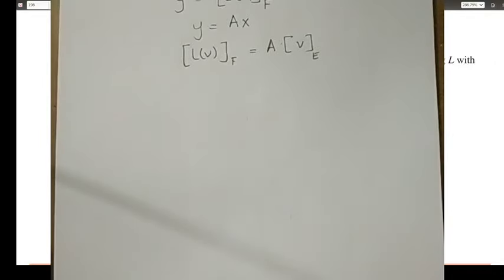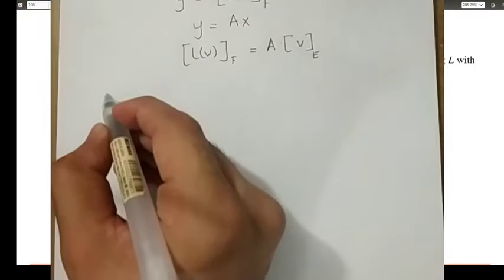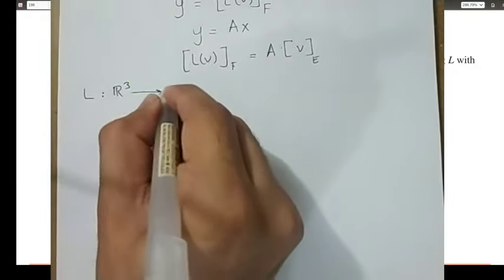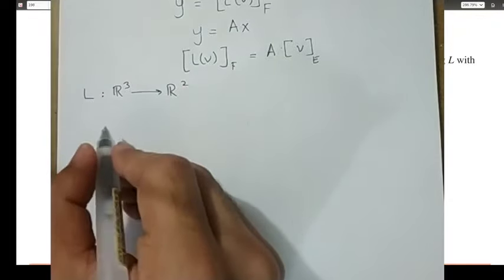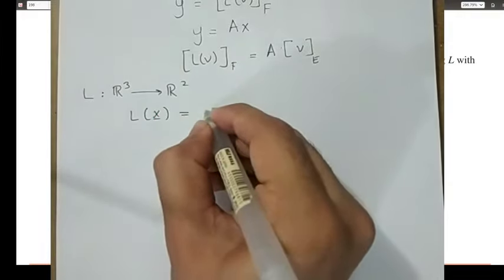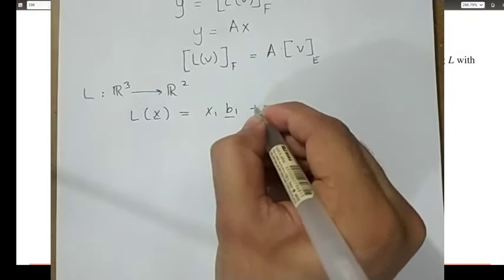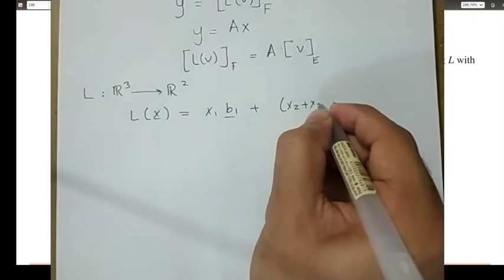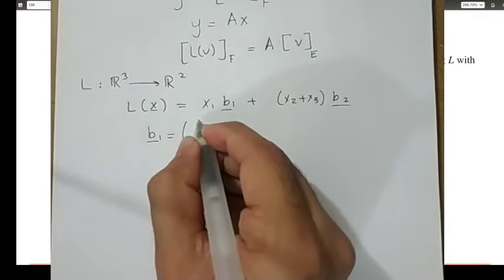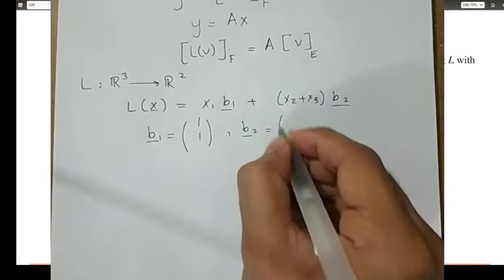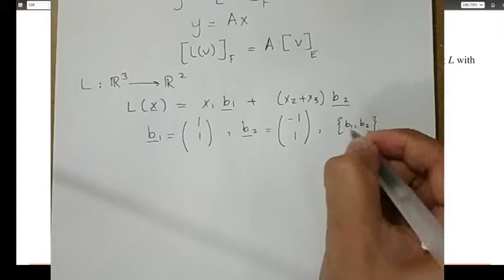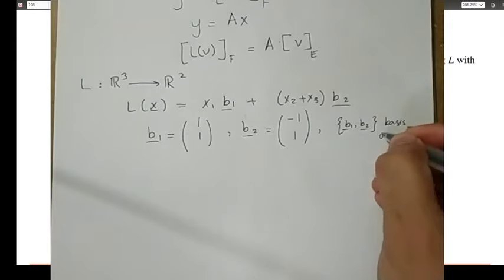Let's say, and this is just an example that we're going to do from the book, L is a linear transformation from R3 to R2, where Lx is given as x1 b1 plus (x2 plus x3) b2, where b1 is (1, 1) and b2 is (-1, 1), and basically b1, b2 is also a basis for R2.